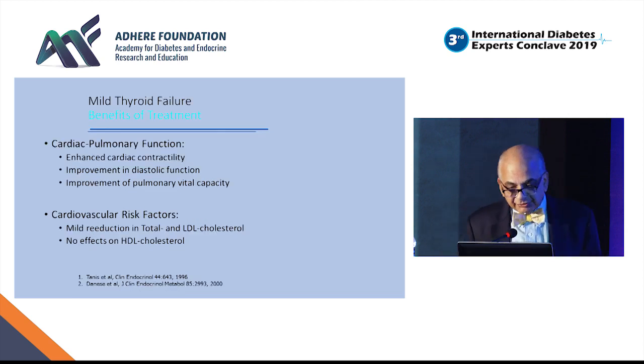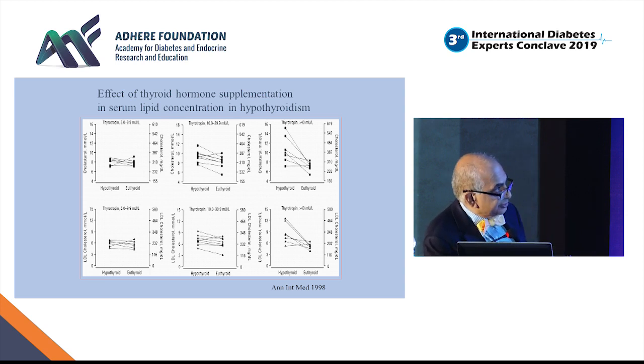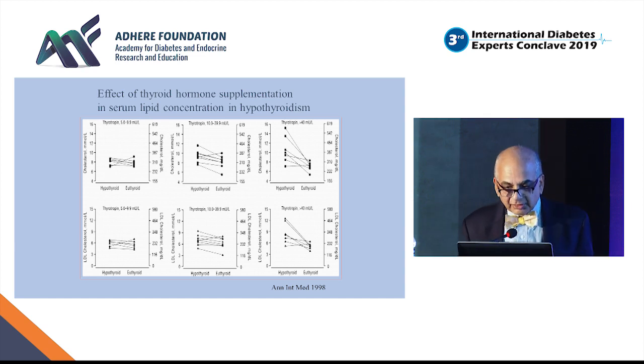So what are the benefits of treatment? You get improvement in the cardiopulmonary function abnormalities that I described before. You get a definite reduction in total and LDL cholesterol. There's no effect on HDL and triglycerides. And the higher your TSH, the greater the fall. Here are people who have borderline subclinical hypothyroidism, TSH of 5 to 9. There's a very small reduction. Here you see people who have a TSH that's much greater. They have a much greater reduction in cholesterol levels.